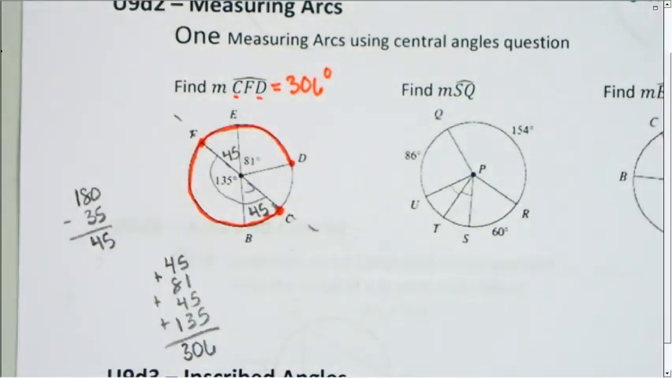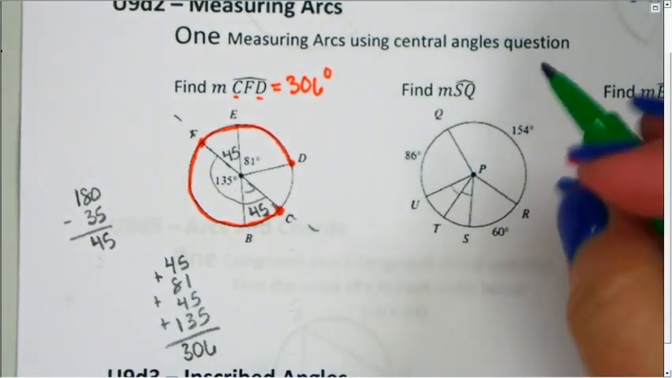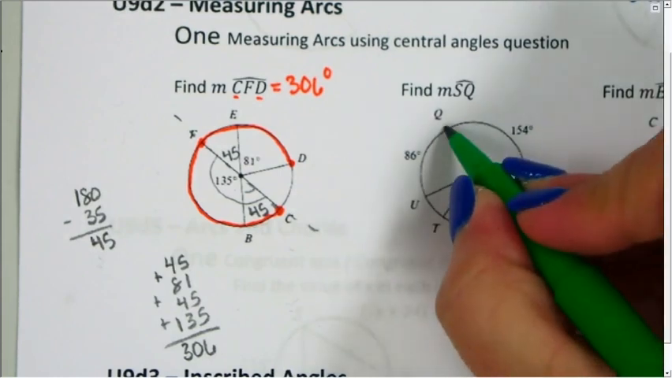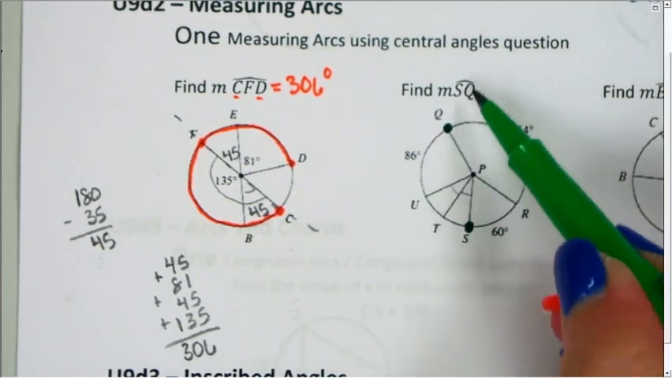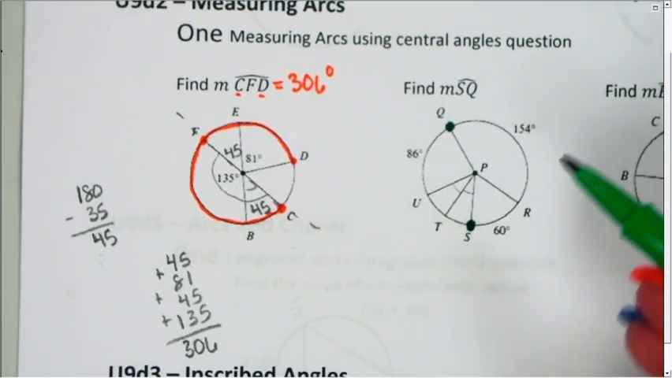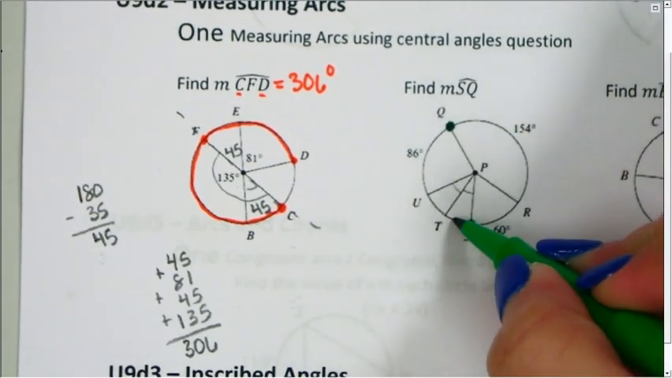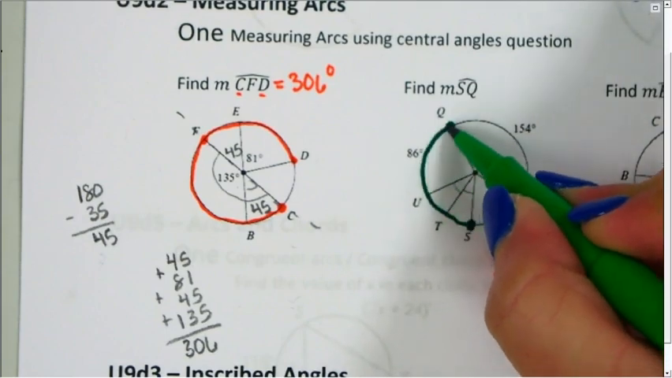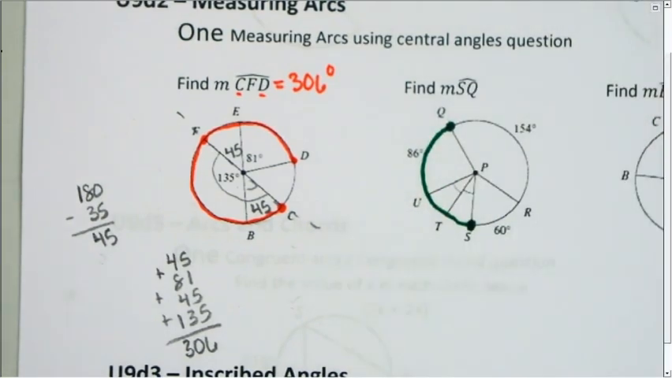The next one, find the measure of arc SQ. So this time I'm going to be starting at S and ending at Q. On this one, if I don't see a third letter in the middle, that means I'm going to go that shortest distance from S to Q. So I'm going to go the minor arc direction, not the major arc direction.